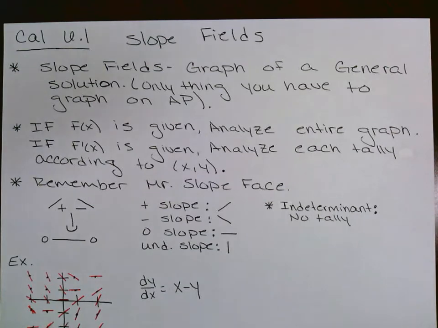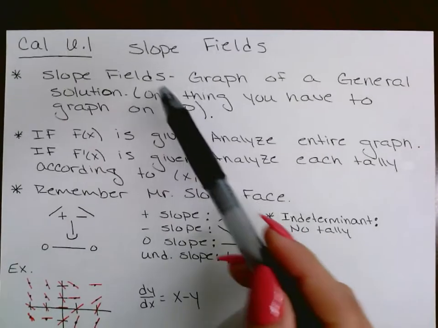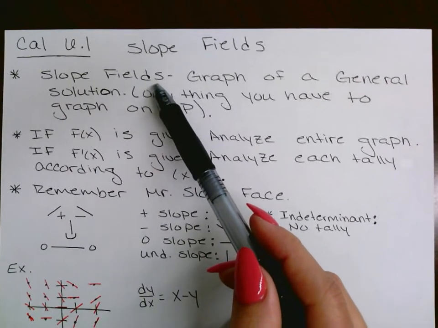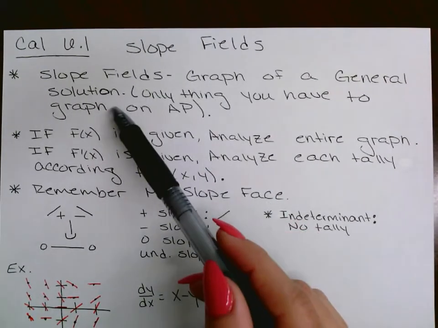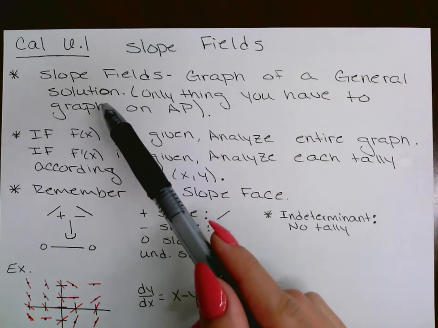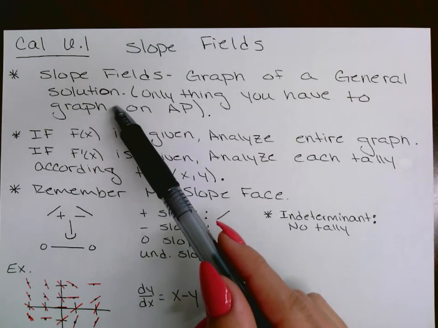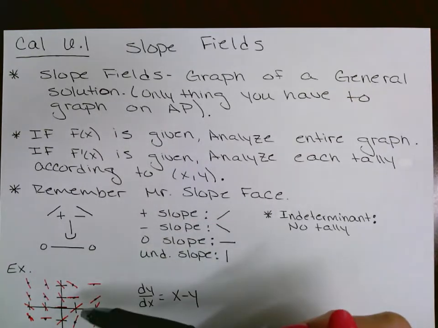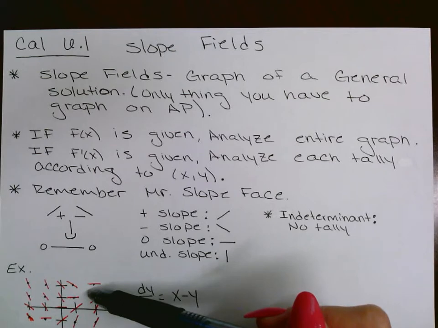All right, this video is for Calculus 6.1 and it is on slope fields. So slope fields is a visual that you will start seeing for graphs of a general solution. Remember, general solutions have a plus c, and if that c was filled in with a number, that would be your y-intercept. So being that we don't know our y-intercept, we have many possible graphs, which is why the full graph is filled with tallies, which I'll show you in a minute.